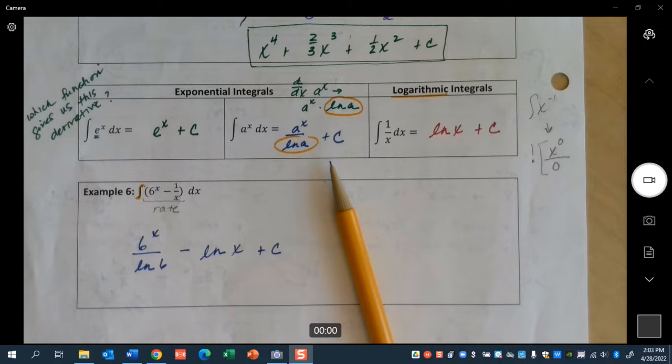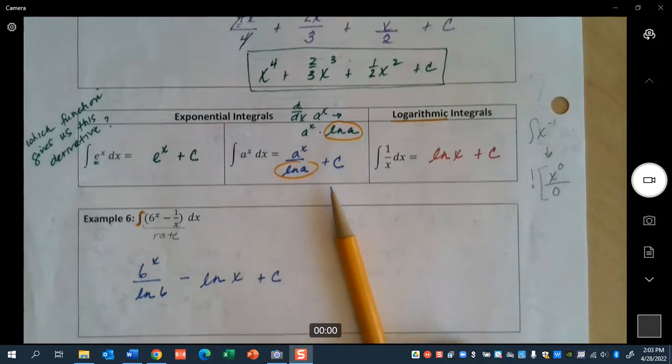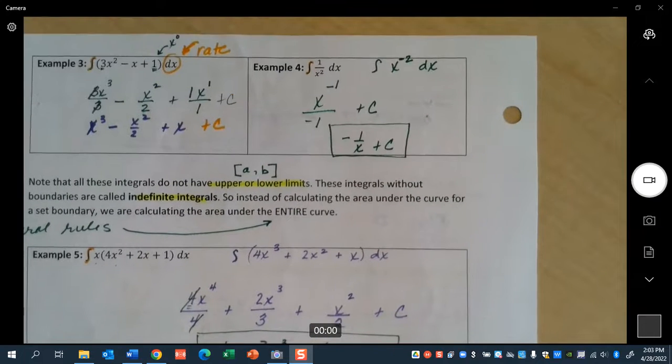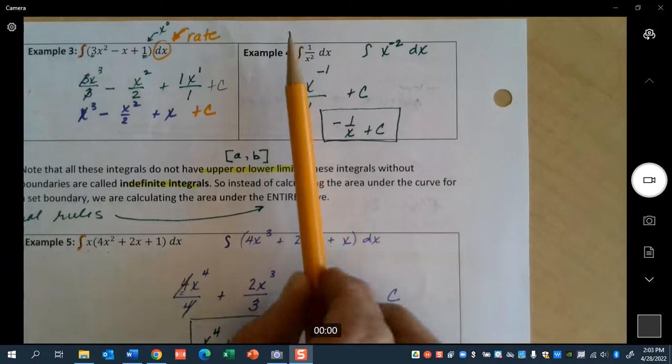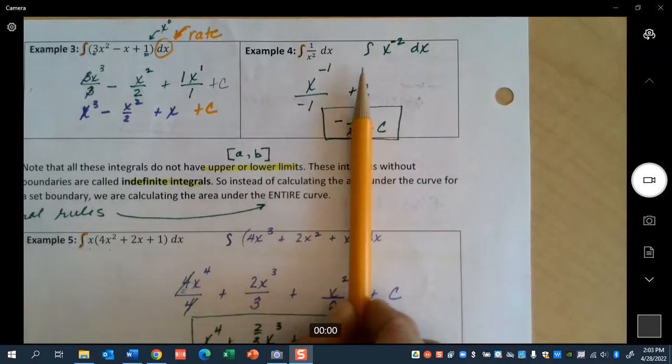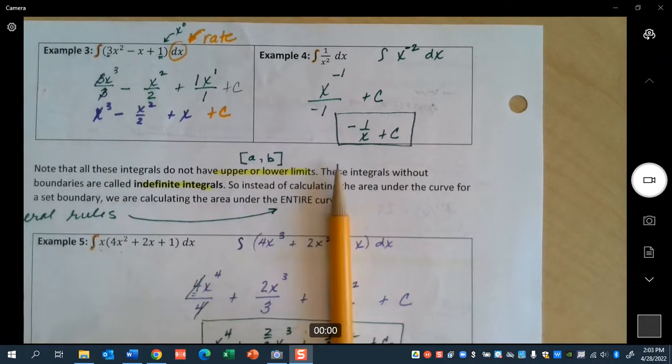So logs, what kind of function gives me this as a rate? When you look back, oh, that's my ln. So you get this kind of conversation. If you were curious about this one, we were able to rewrite it like this and then do some fun math.